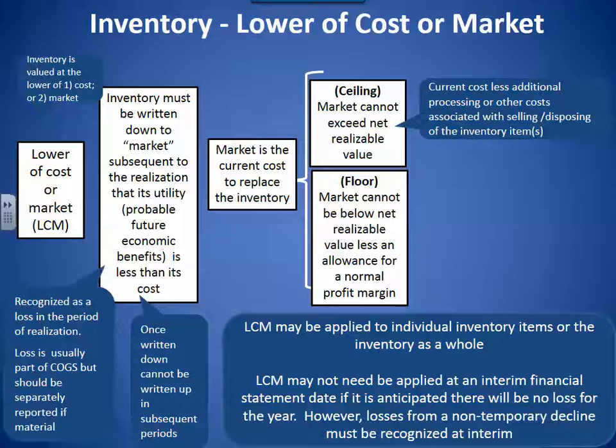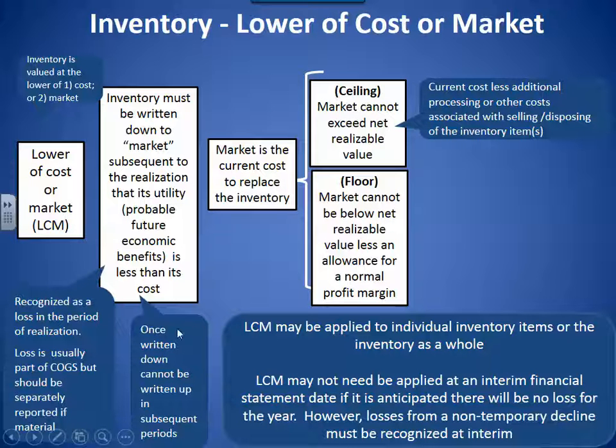This happens subsequent to the fact that we realize that the inventory's utility, its probable future economic benefits, is less than what we paid for it, is less than its cost. Now, when we do recognize that that has occurred, it's recognized as a loss in the period that we realized the loss. Practically speaking, a loss like this is usually part of cost of goods sold, but it should be reported separately if that loss is material.